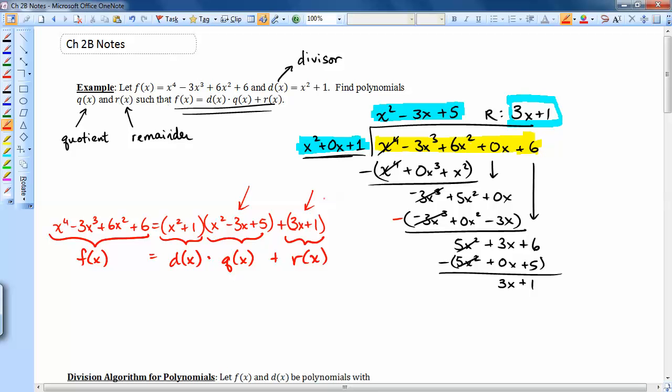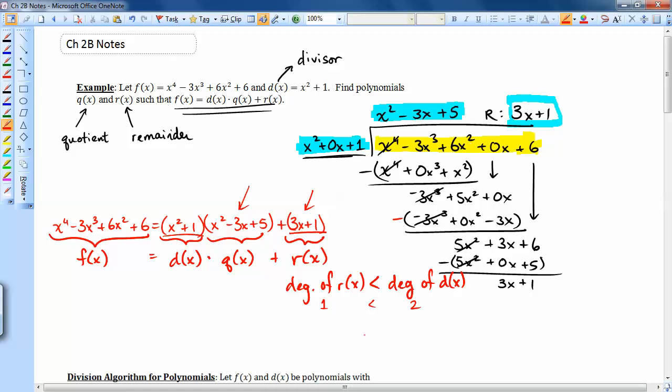One thing to notice: the degree of r of x is less than the degree of d of x. The remainder should have a degree that's less than d of x. In this case, the degree of r is 1, which is less than the degree of d, which is a quadratic, so that's 2.